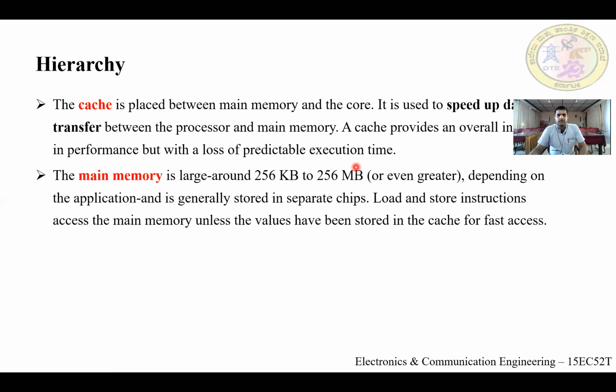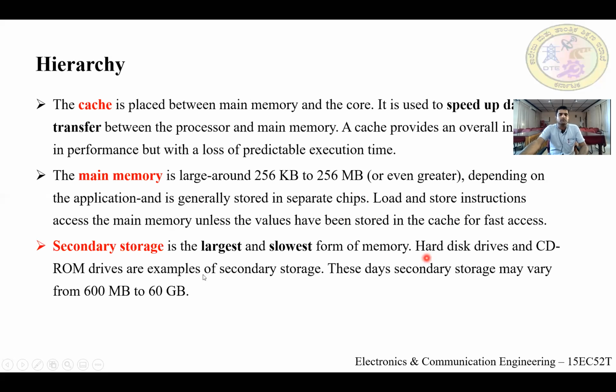The main memory is larger than the cache memory, around 256 KB to 256 MB in embedded systems, depending upon the application, and is generally stored in separate chips. Load and store instructions are used to access the main memory in the ARM core. A secondary storage device is the largest memory and slowest memory. Hard disk drives and CD-ROM drives are examples of secondary storage devices. The size of secondary memory is large compared to main memory and cache memory, 600 MB to 60 GB.